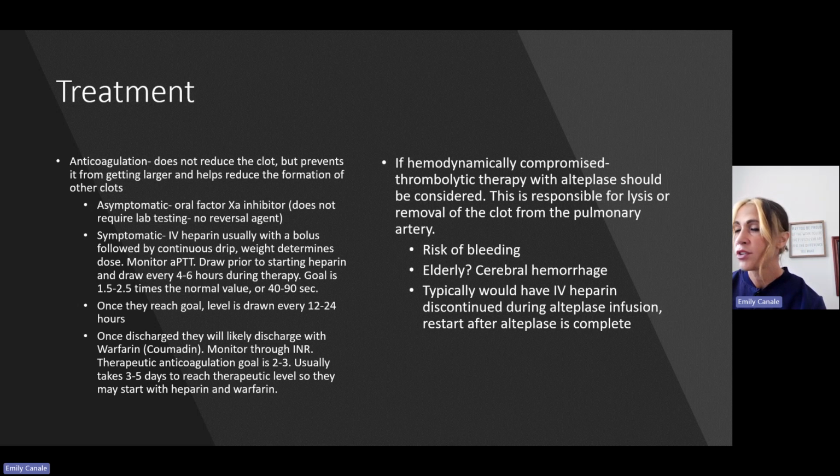But you do really want to make sure that you're monitoring them carefully for adverse outcomes. So if they were starting to bleed, you need to know the protamine sulfate is the reversal agent for heparin, and that should always be readily available if active bleeding occurs.